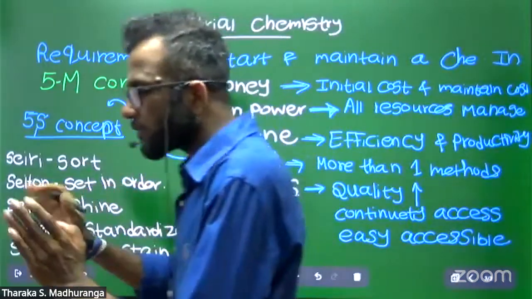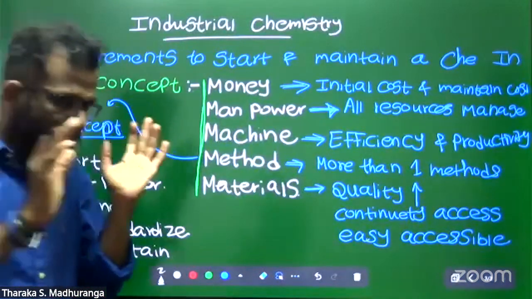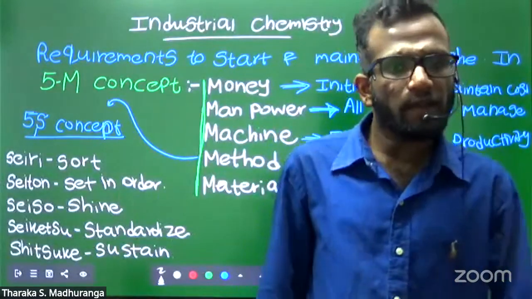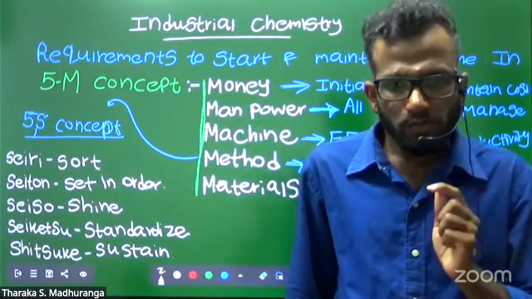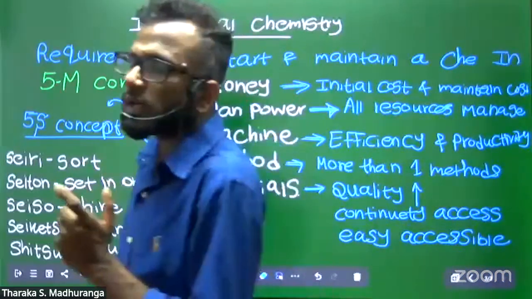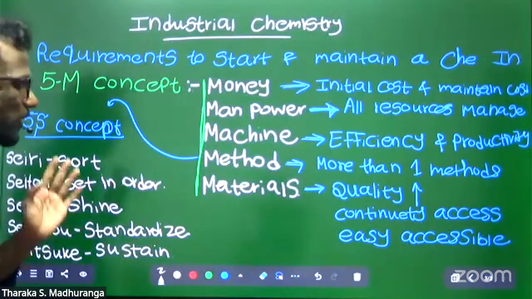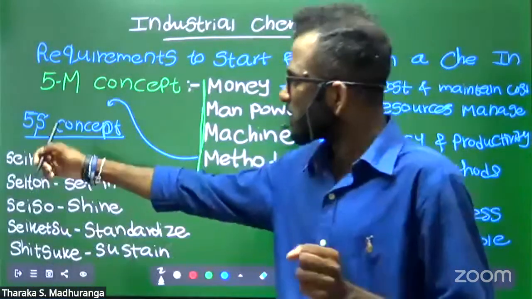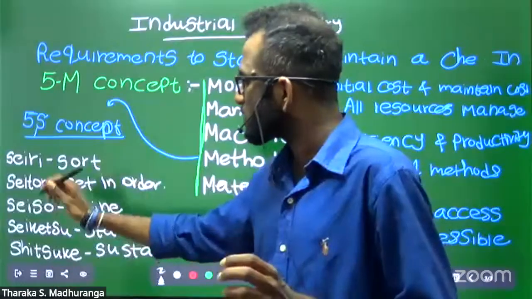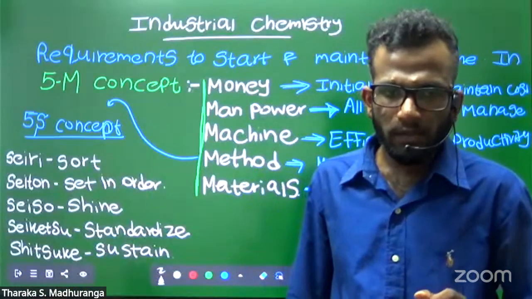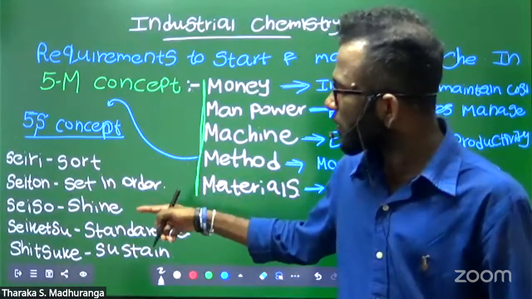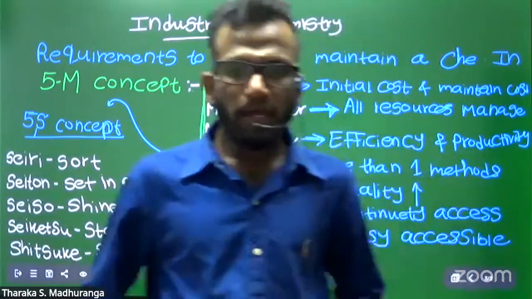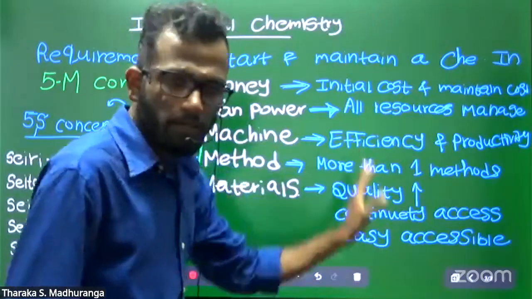While you select the suitable method, you have all methods, and you have to select the suitable method according to the 5S concept. The 5S concept means Seiri, Seiton, Seiso, Seiketsu, Shitsuke. You can remember: sort, set in order, shine, stand right, and sustain. Okay, that is the 5S concept.